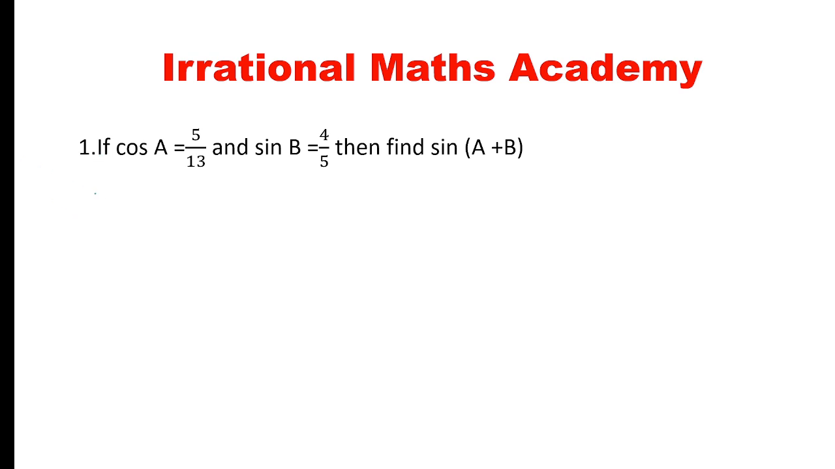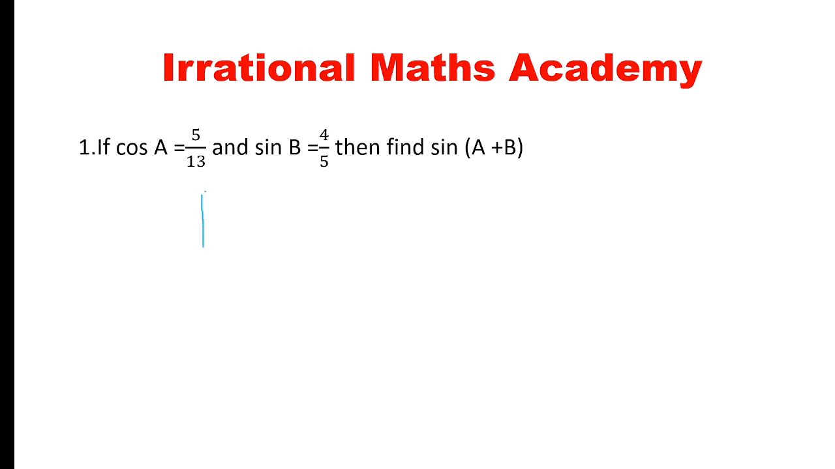Let's start. Here, they give cos A and sin B, and they are asking us to find the value of sin(A + B). So first of all, the first thing you have to do is draw the triangle.